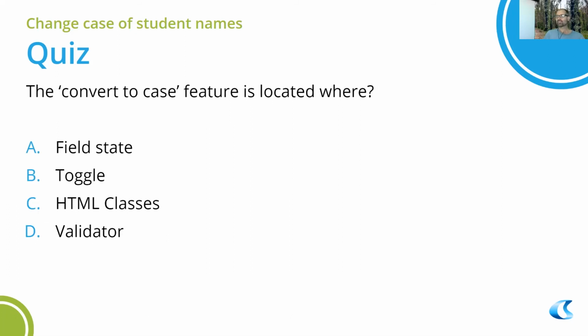Okay, so where is the convert to case feature located? Validator. Field state validator. She's good, isn't she? Kane left in the dust.